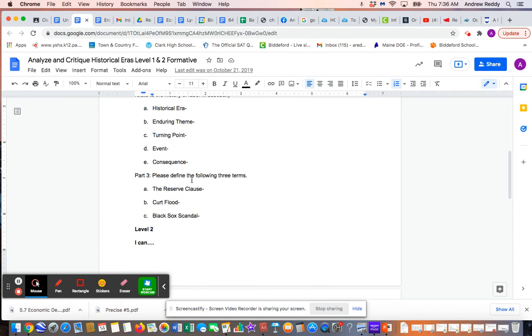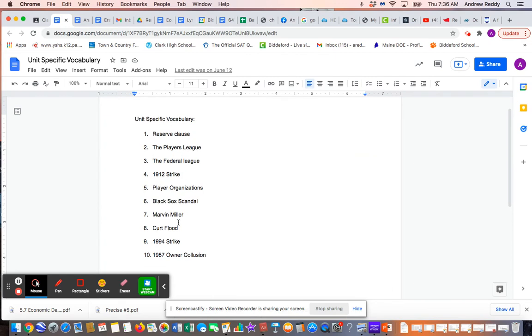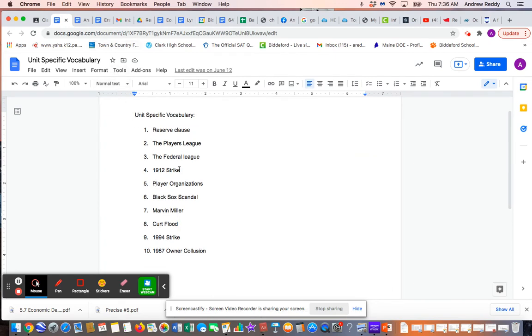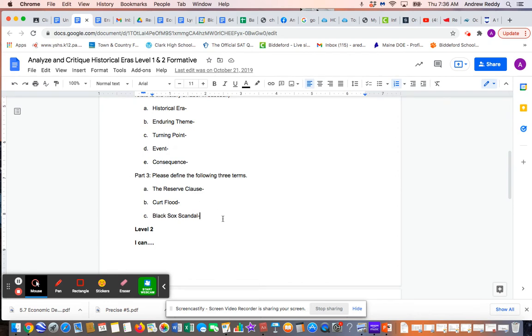Lastly, you're going to define the following terms. What do we mean by the reserve clause? Who was Curt Flood? And the importance of the Black Sox scandal. If you have done this work here, that will be pretty easy for you to take this information that you already have here and apply it here.